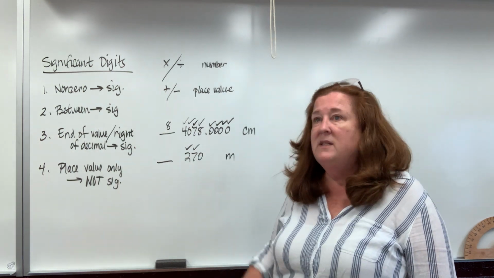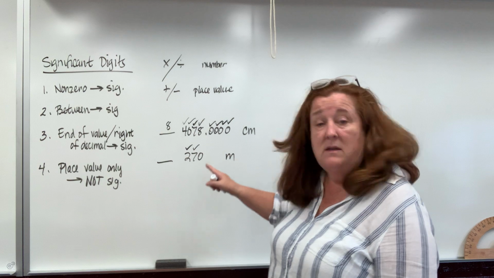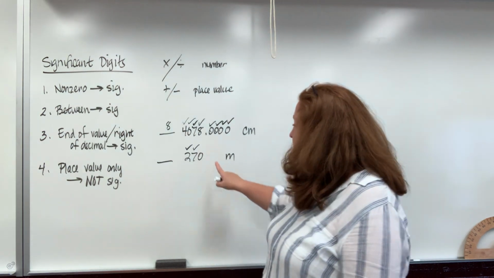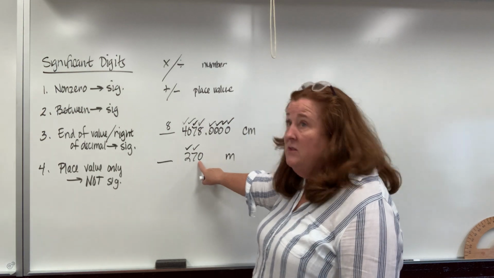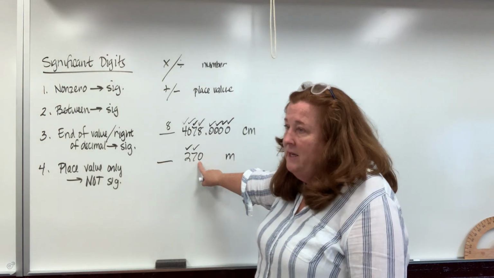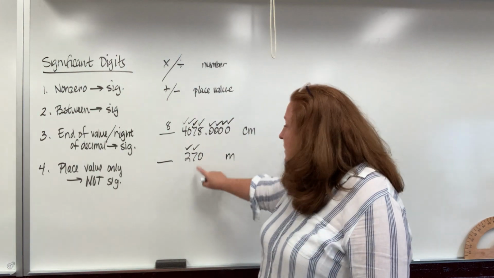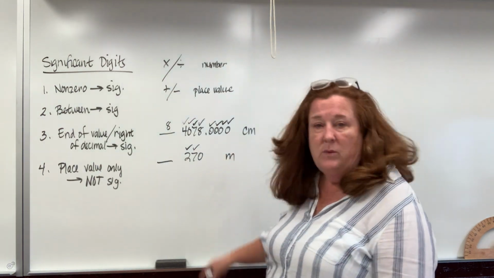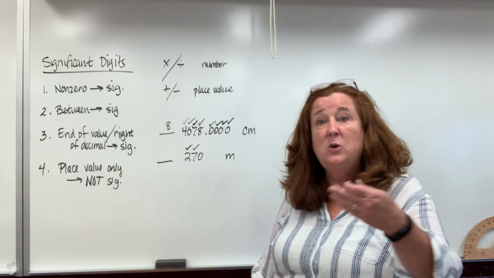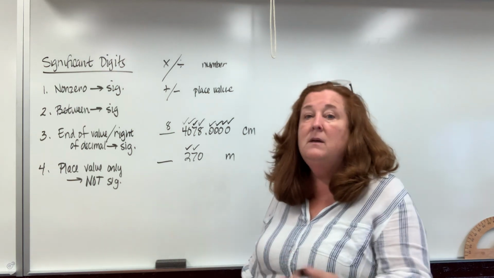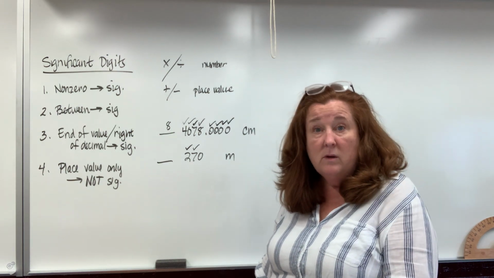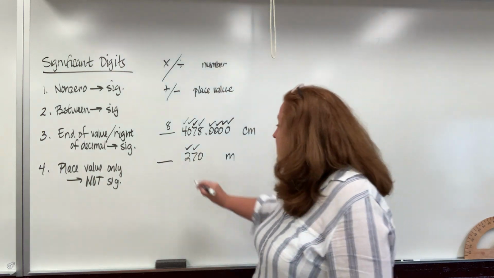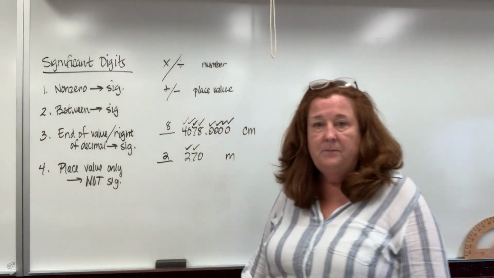Third rule says if it's at the end of the value, to the right of the decimal. It's not to the right of the decimal. Here's the understood decimal. So it's at the end, but it's not to the right. So that is not significant. The fourth rule says if it just holds place value, and that's what that one's doing, it's holding place value. It's keeping 270 instead of 27. It's important for the amount, it's not important for the precision of the machine. So this only has 2 significant digits.